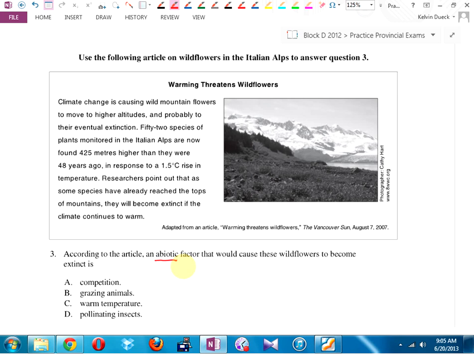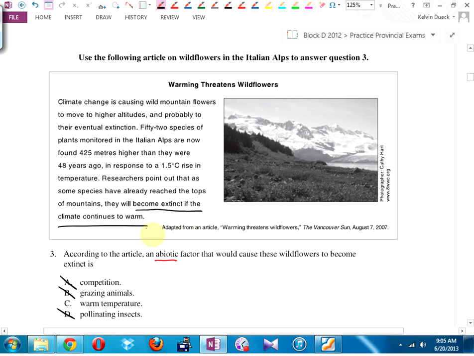So let me read. Climate change is causing wildflowers to move to higher altitudes and probably to their eventual extinction. So, I can already eliminate some wrong answers. Those two are wrong because those are not. In fact, even competition is more of a biotic factor. Sort of, it's one species competing with another species for the same resources. I actually didn't even read the article, but I should read the article. As I read through this, it looks like they will become extinct if the climate continues to be warm.